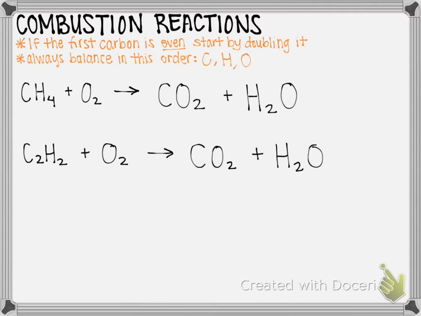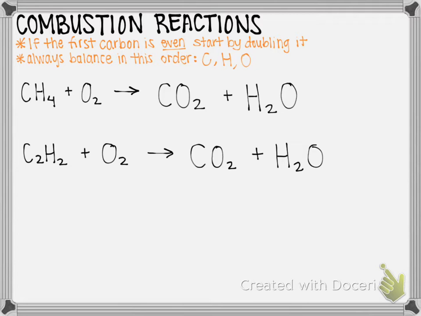With combustion reactions, there are 2 rules that you have to follow when you are trying to balance them. The first one is if the first carbon is even, start by doubling it. And the second thing is to always balance in this order: carbon, hydrogen, oxygen. So when you're balancing, you always go in that order. First balance your carbon, then balance your hydrogen, then do your oxygen last.